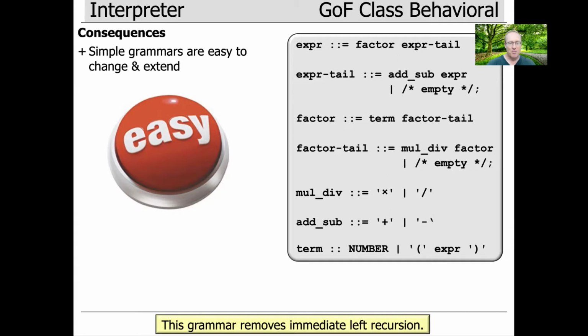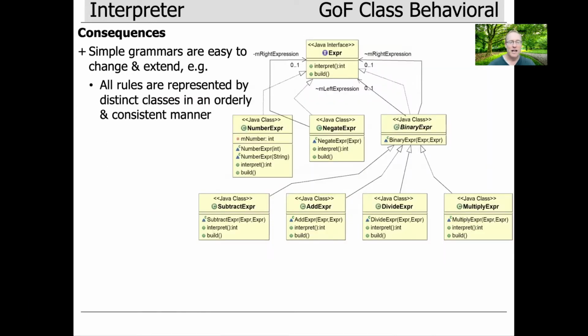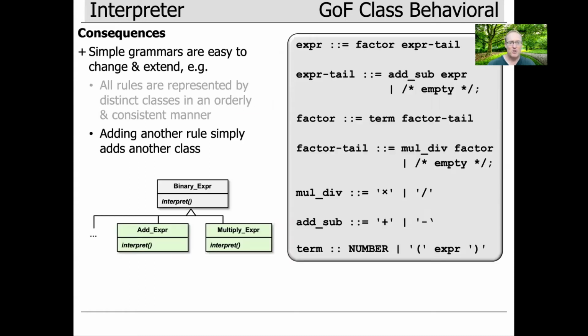This particular example, of course, was focused on arithmetic expressions using a grammar that removed left recursion in order to make it work properly with the parsing that we applied with the interpreter pattern. In this particular approach, all the rules are represented by distinct classes in an orderly and consistent manner. If you take a look, you can see, for example, we have the Expr hierarchy here with various methods like interpret and build, and it all just flows very nicely from the way in which that grammar is defined.